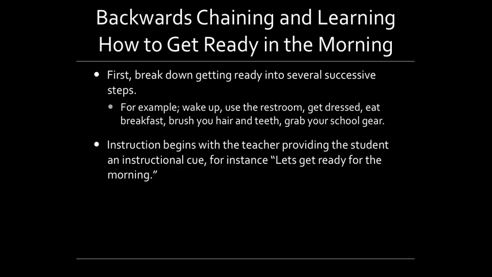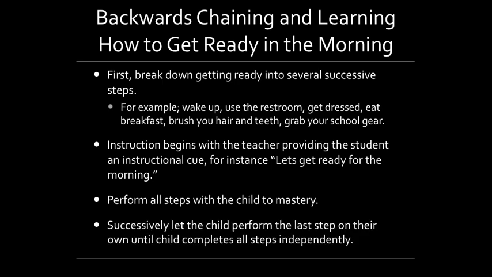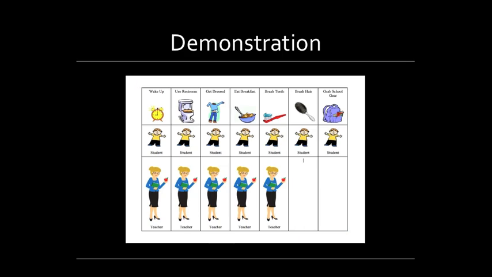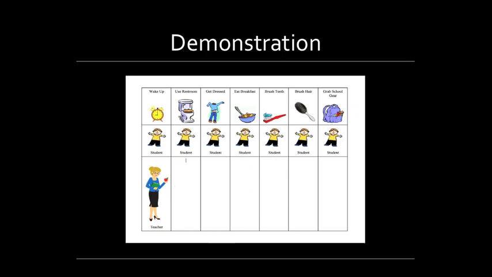Instruction begins with the teacher providing the student an instructional cue. For instance, let's get ready for the morning. Perform all steps with the child to mastery. Successively let the child perform the last step on their own until the child completes all steps independently. Again, you'll notice in this video, the teacher slowly removes themselves from each step, leaving only the student with the mastery of each step.